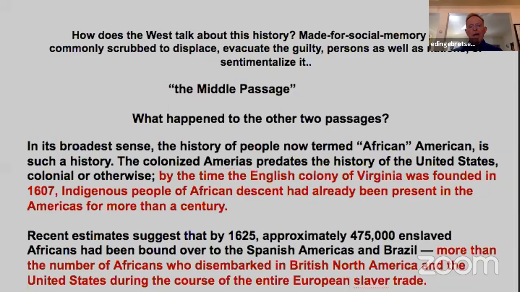As I pointed out a moment ago, by the time the English colony of Virginia was founded in 1607, indigenous people of African descent had already been present in the Americas for over a century. Probably first in 1625, the Spanish, for a lot of different reasons, had imported captive indigenous people from Africa into Florida. By 1625, 475,000 enslaved had been bound over to the Spanish Americas and Brazil. Brazil is one rarely hears about, and I'll talk a bit more about that. More than the number of Africans who disembarked in British North America in the United States during the course of the entire European slave trade.